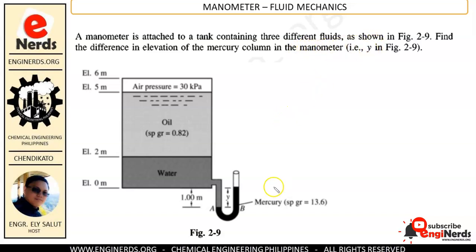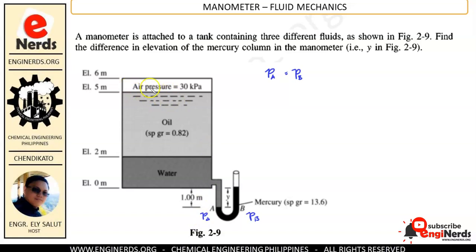Okay? So, again, we know that to get the pressure using our manometer, the pressure on A is equal to the pressure on B, di ba? So, we are going to use that on this problem. PA is equal to PB. Okay, so ang pinahanap sa atin dito is itong height ng ating Y, so yung reading ng ating manometer. Okay, so, we need first to get the pressure A, no?